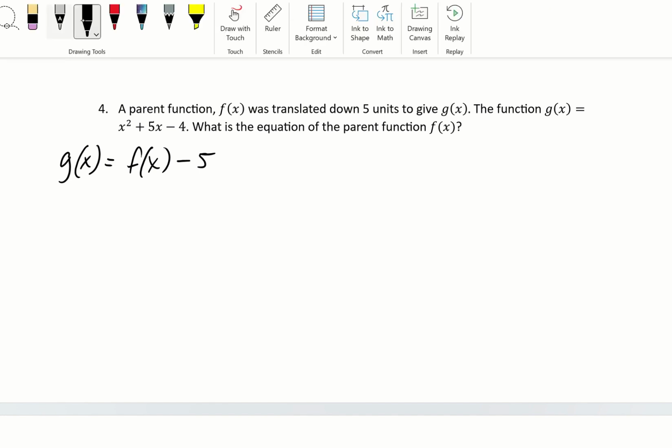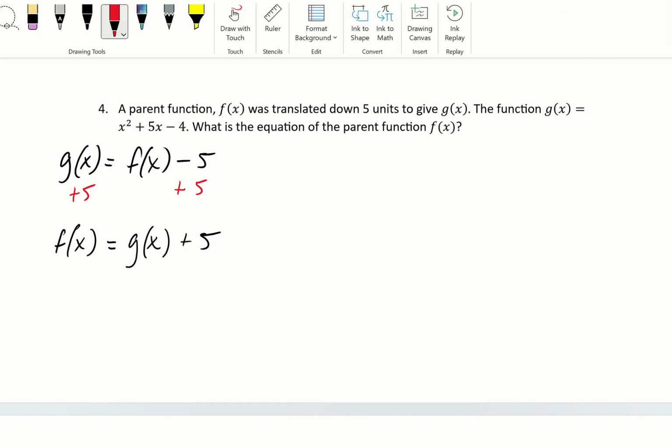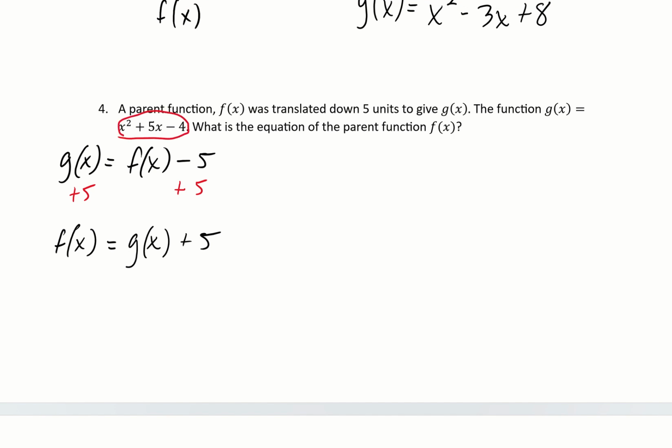So what I can do in this case, since I want to know what f of x is, I can add 5 to both sides. And so then I know that f of x is equal to g of x plus 5. And I'm given g of x, so now everywhere I see g of x, I'm going to plug it in down here. And so that looks like f of x is equal to, now I'm going to write what g of x represents, x squared plus 5x minus 4. And then I need to move that up by 5.